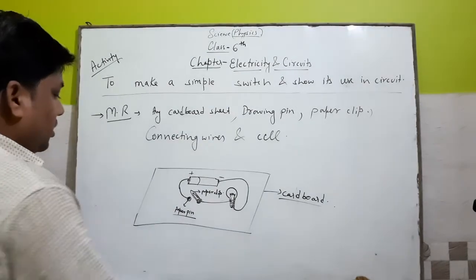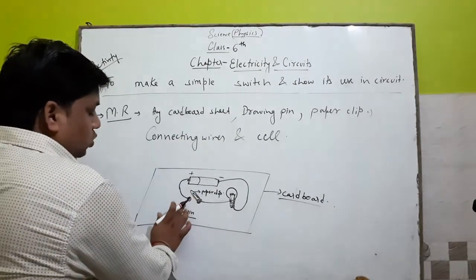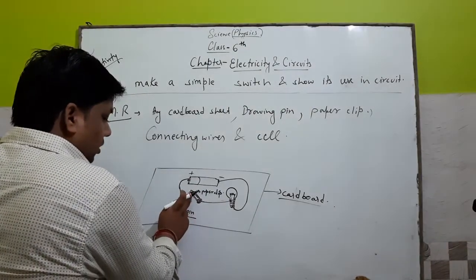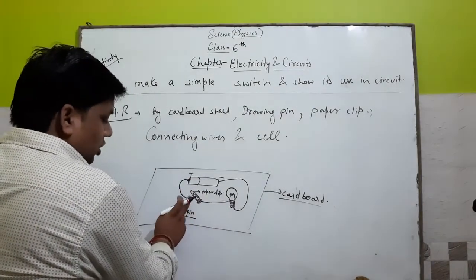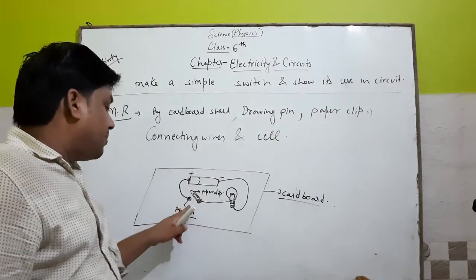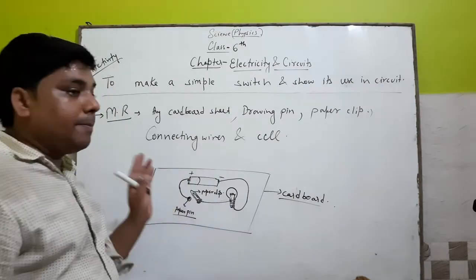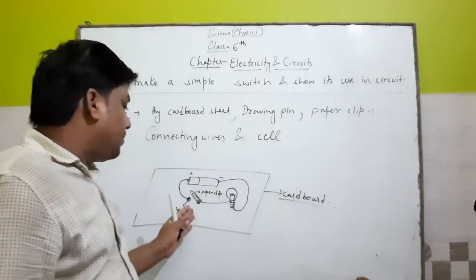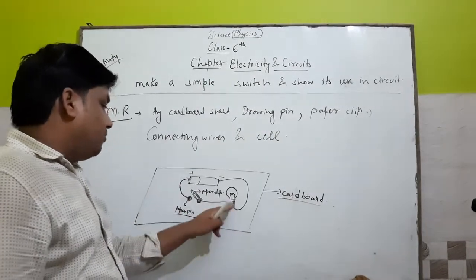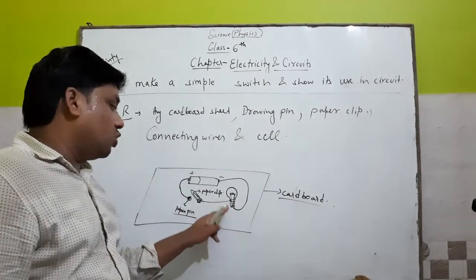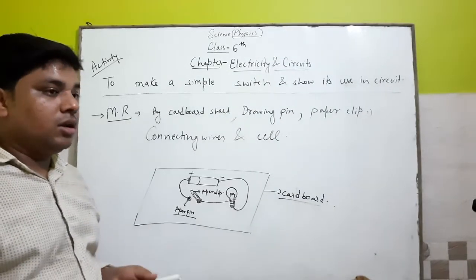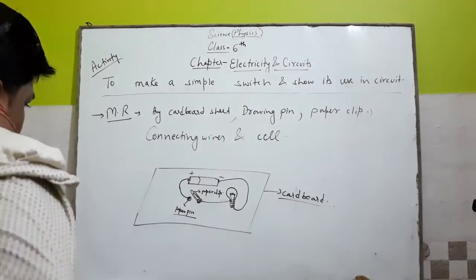If we touch the paper clip to this paper pin, then what happens? If we connect the paper clip to this pin, then your circuit is complete, and in this condition the bulb starts glowing. Clear? When the circuit is open, the bulb does not glow. Understood? Okay.